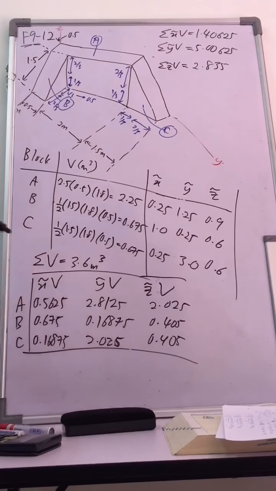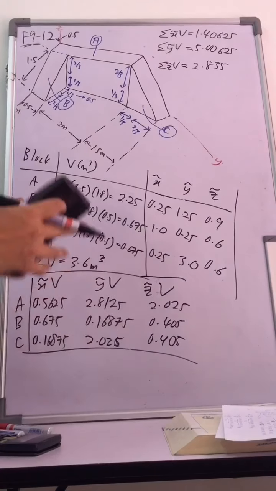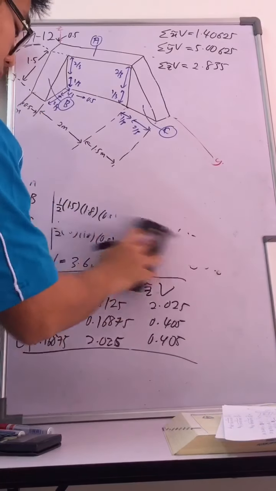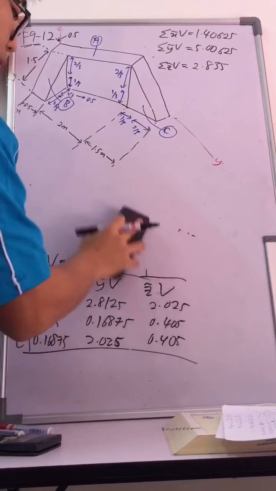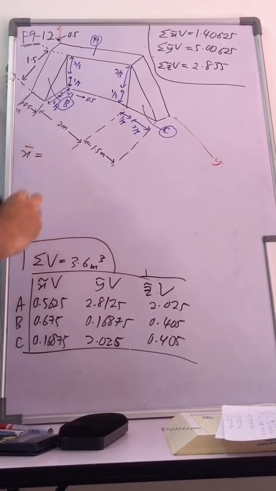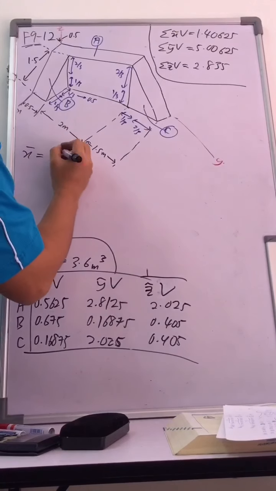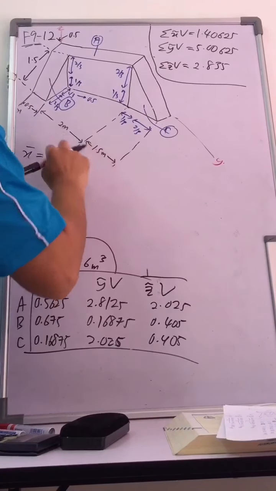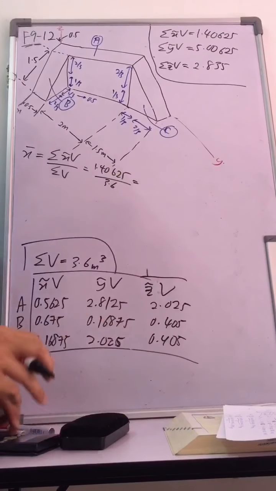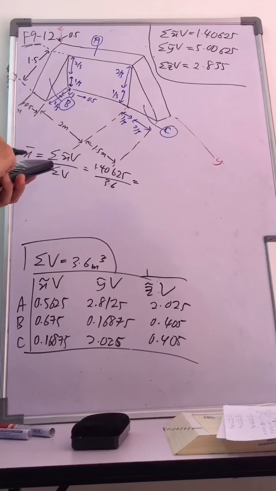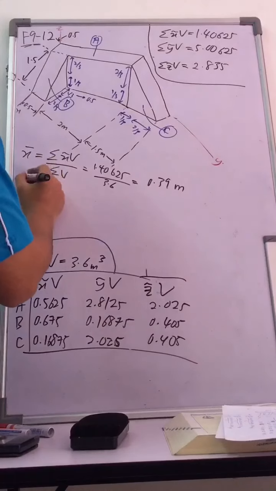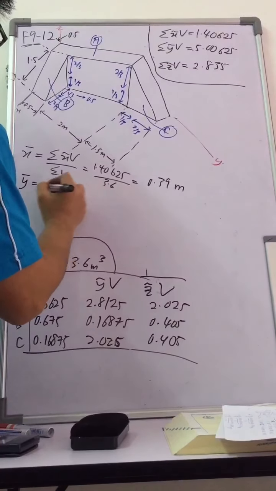Alright, so you have these three, and then you have this sigma v. So you can find the X bar, Y bar, and Z bar. Let me erase this. For X bar, the x coordinate of the centroid, center of mass, is summation of x tilde v over summation of v. So summation of x tilde v is 1.40625 over summation of v, which is 3.6. Take your calculator. 1.40625 divided by 3.6, so you got 0.39 meter.